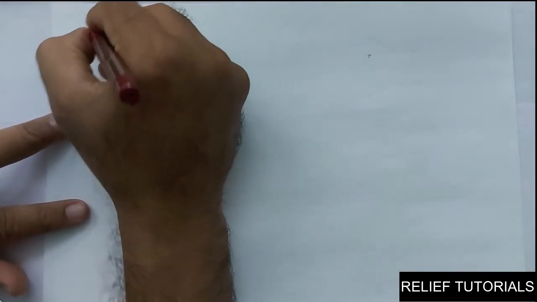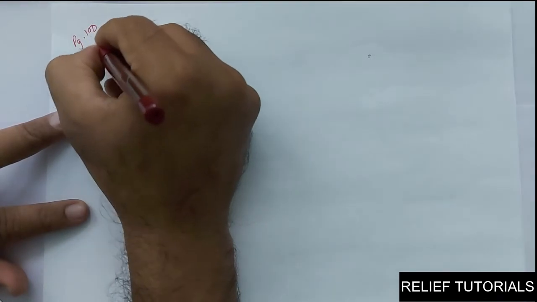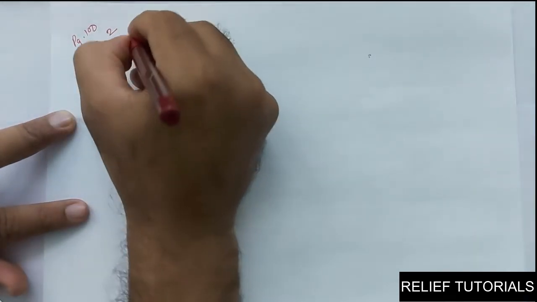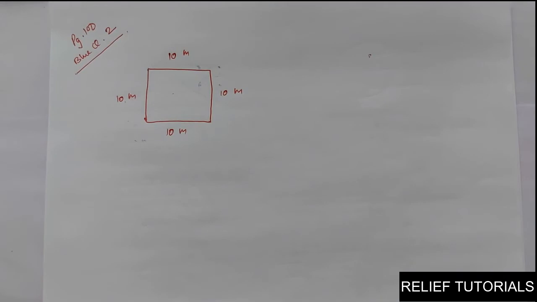Page number 100, blue question number 2. Read that question carefully. If you don't have your textbook, please open it. A farmer moves along the boundary of a square field of side 10 meter in 40 seconds. The question is, what will be the magnitude of displacement of the farmer at the end of 2 minute 20 second from his initial position?